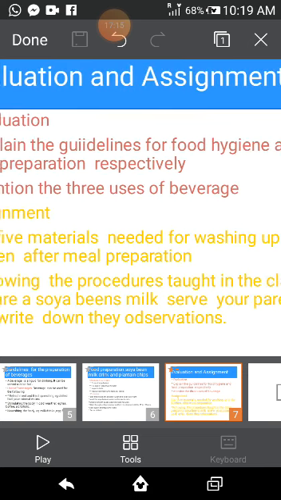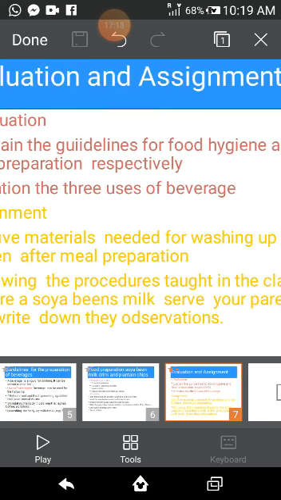Then mention 2 uses of beverages. I expect answers like beverages are used as nourishing drinks. We use them as refreshing drinks. We use them as stimulants.